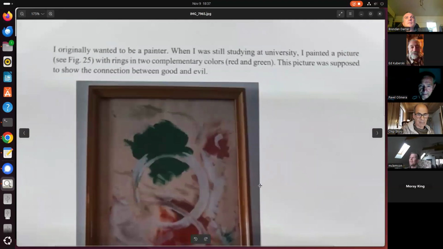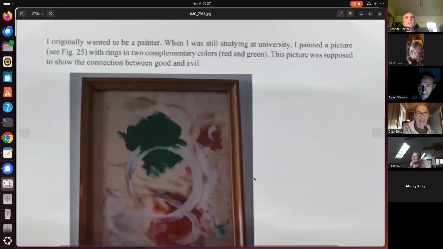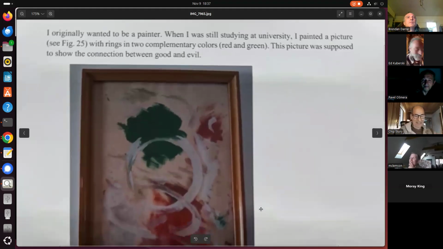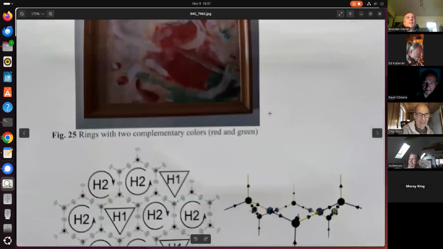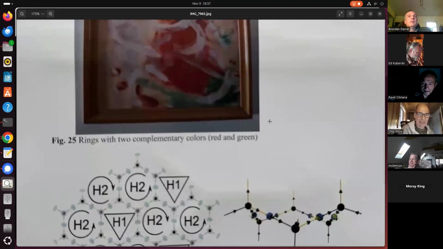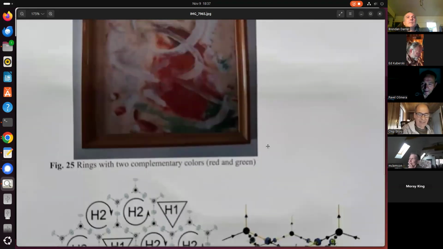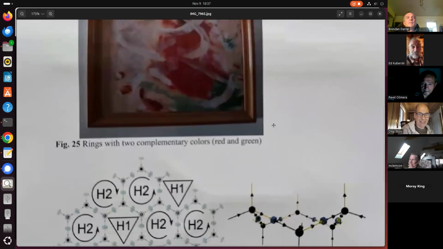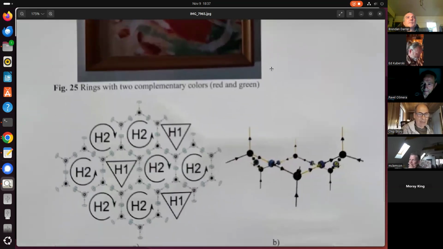You wanted to be a painter. When I was still studying at university, I painted a picture with rings in two complementary colors, red and green. This picture was supposed to show the connection between good and evil. That's cool. Wow. Well, the yin and yang in the universe, the reciprocity and Turing wave, subquantum kinetics. Yep. Ed's been talking about the same thing. Rings with two complementary colors, blah, blah, blah.